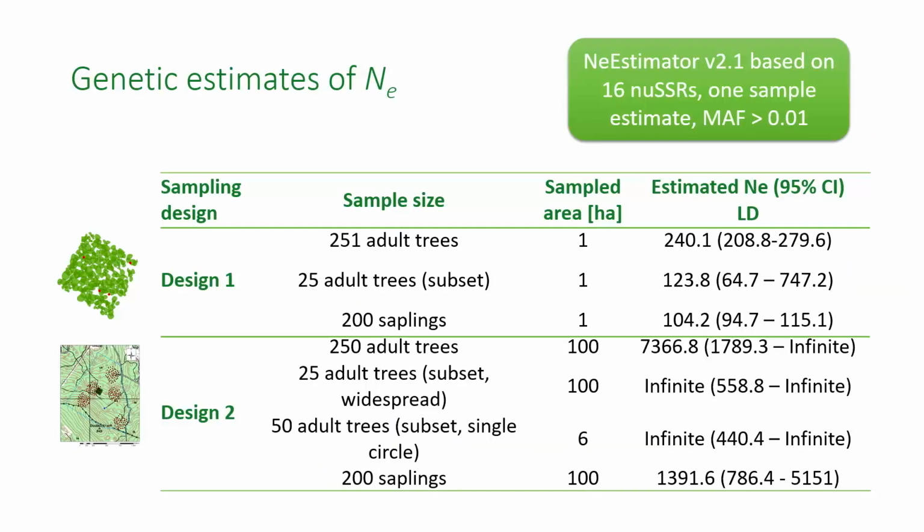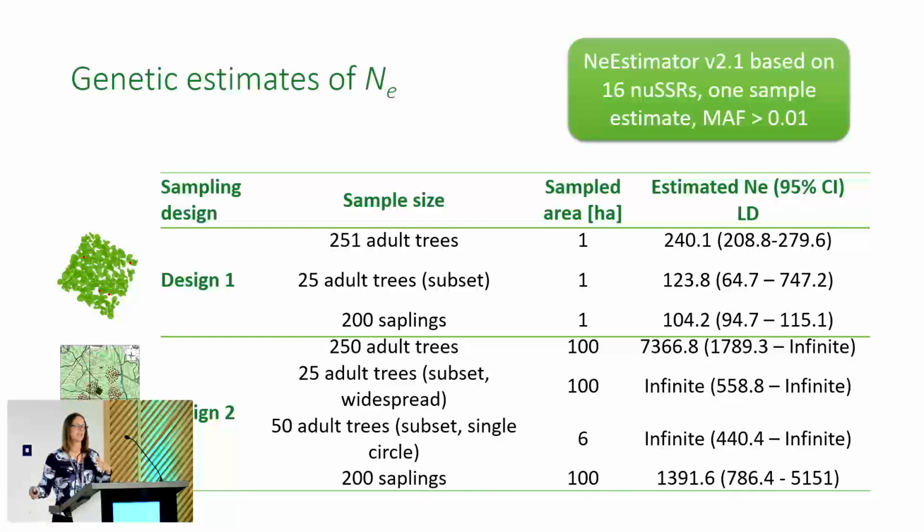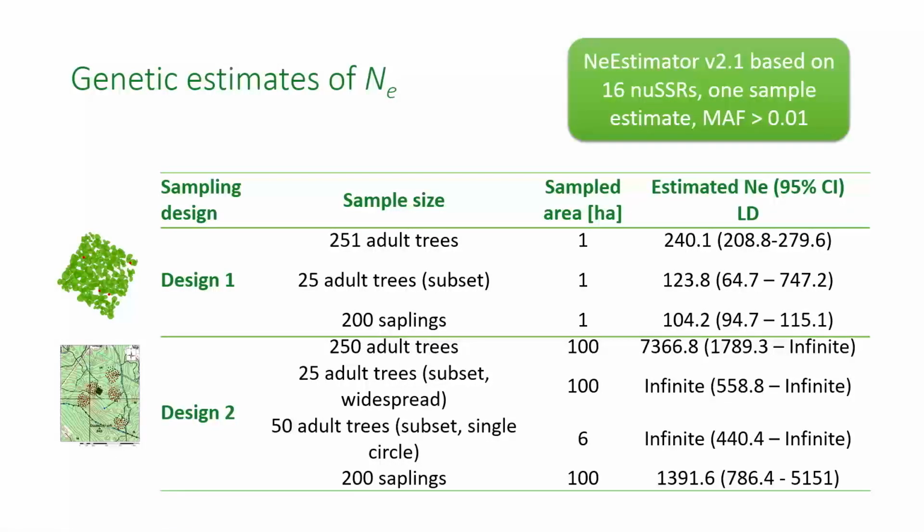Now, when we look at the results, and these are the results obtained with the NE estimator based on 16 nuclear microsatellites, and here they are reported for the one sample estimate. What you can see is that design 1, the single point, which would be typical for a population genetic study, maybe a little bit larger than 1 hectare, really underestimates the effective population size of what we would expect. Basically, it's giving us something in the range of the neighborhood, or actually all adult trees, when we are looking at all the trees.